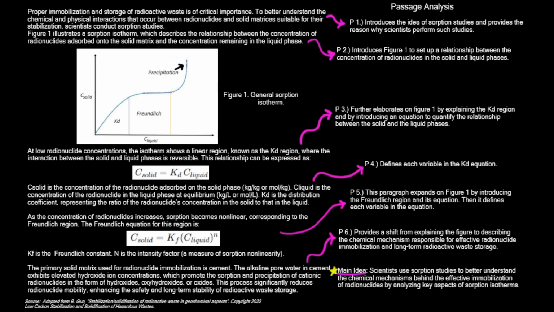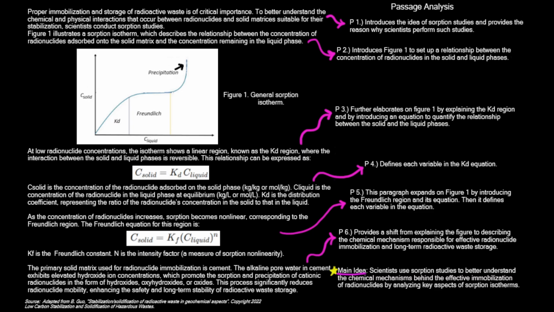Now we're going to analyze the passage paragraph by paragraph. We will identify important information and determine the main idea of the passage. The first paragraph explains why scientists use sorption studies, which gives the purpose behind performing sorption research. The second paragraph introduces Figure 1 to explain its purpose. It shows how the radionuclide concentration in the solid matrix relates to its concentration in the liquid phase. The focus is on clarifying the relationship between the two variables presented in the figure.